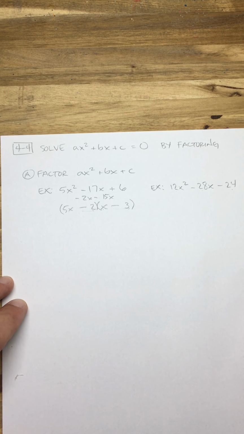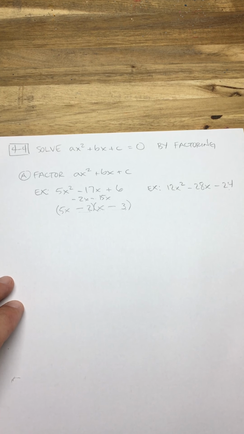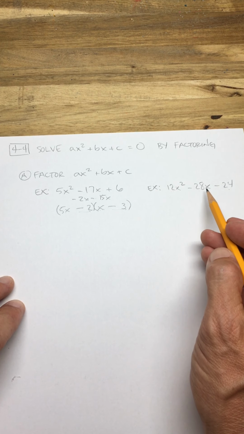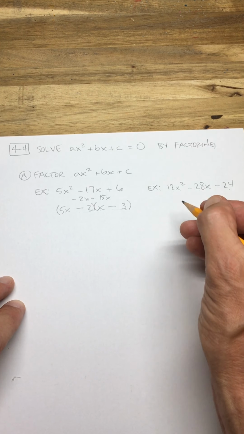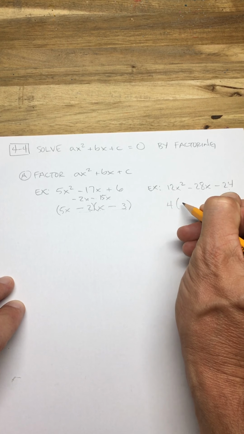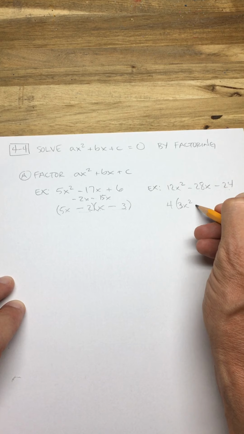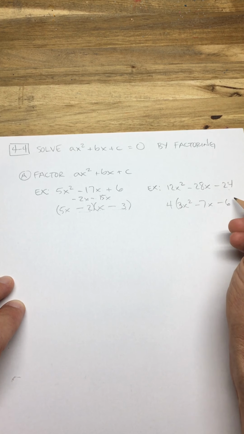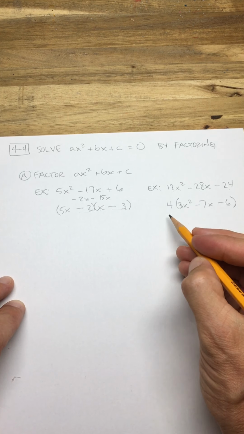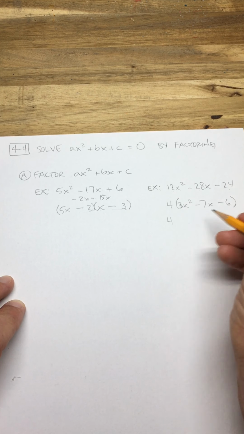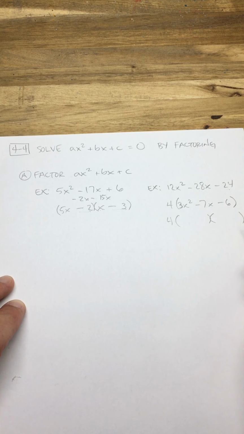When you get a case like that, I would always try to take out the biggest number you can. I know that 4 goes into 12, 28, and 24. So I'm going to factor out a 4. Watch this. Now I get 3x squared minus 7x minus 6. Okay? And now I'm just going to keep that 4 there, but now I'm going to factor this guy. It makes it a lot easier, okay?